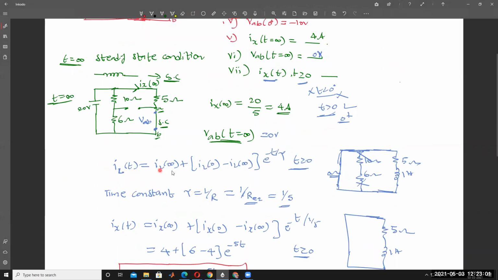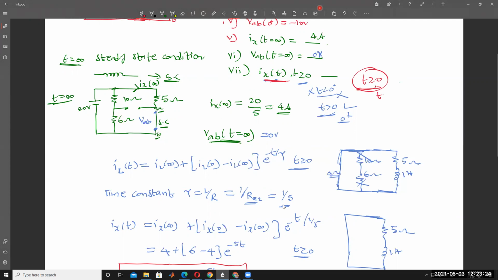And then IL of t can be found by using this relation: IL of t is equal to IL of infinity plus IL of 0 minus minus IL of infinity, times e to the power minus t by tau. The time constant is L by R after the switching action. This is the time constant after the switching action, because this is the required expression for t greater than or equal to 0.